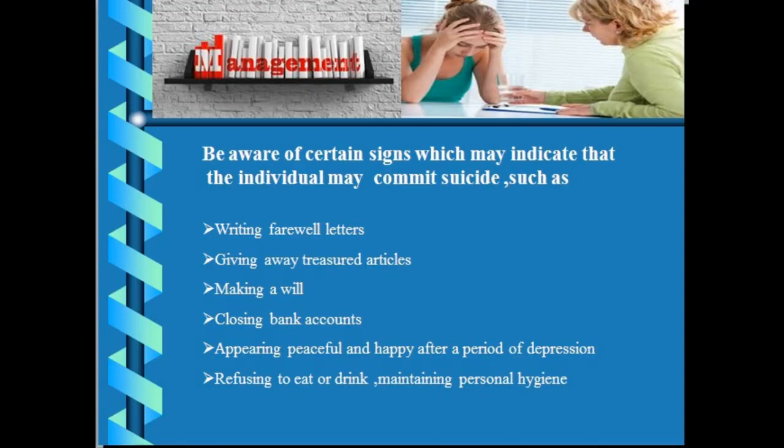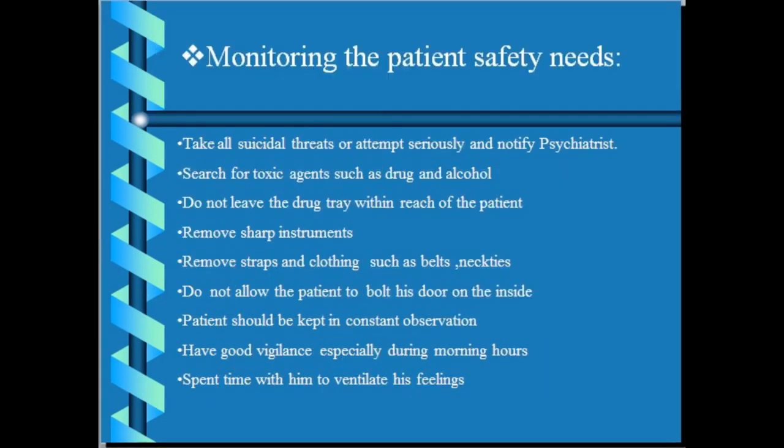As a nurse, the things to be monitored for patient safety are: take all suicidal threats or attempts seriously and notify the psychiatrist. Search for toxic agents such as drugs and alcohol. Do not leave the drug tray within reach of the patient. Remove sharp instruments. Remove straps and clothing such as belts and neckties.